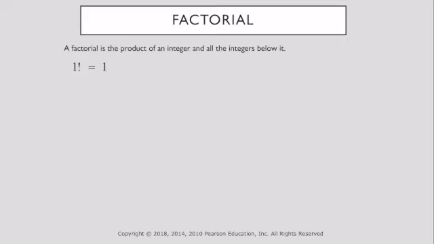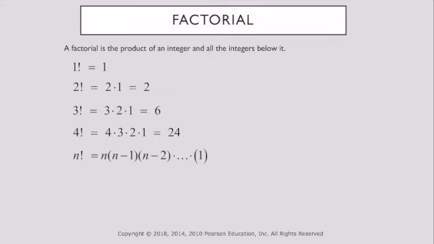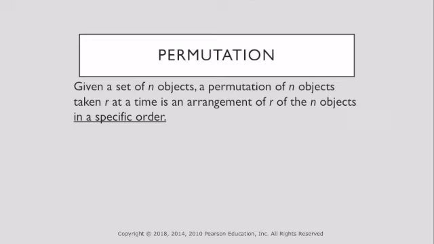A factorial is the product of an integer and all the integers below it. So 1 factorial is 1. 2 factorial is 2 times 1, which is 2. 3 factorial, 4, 5, and n. An important note is that 0 factorial is 1. Otherwise, we're going to break a lot of math. So remember, 0 factorial is 1. And even though it's an exclamation point, I read it as factorial.